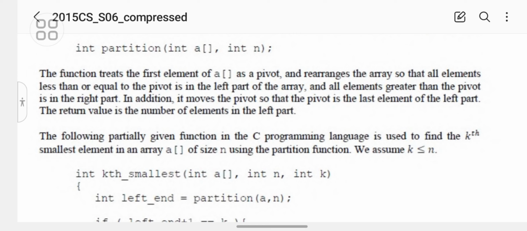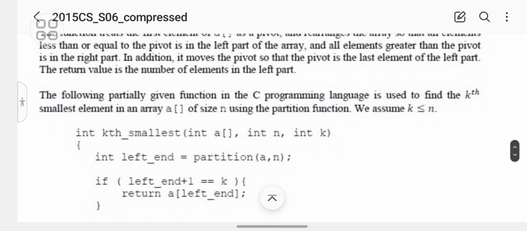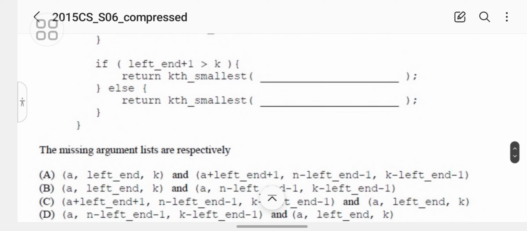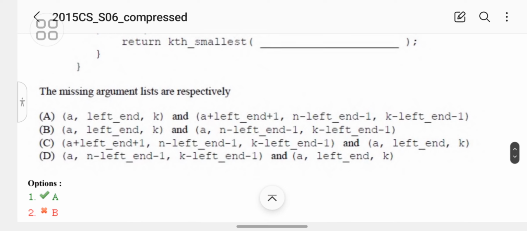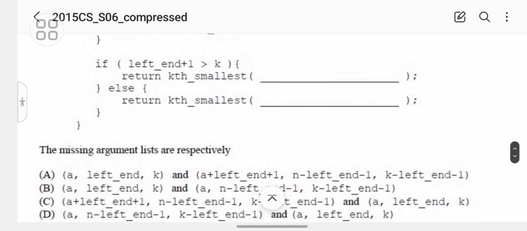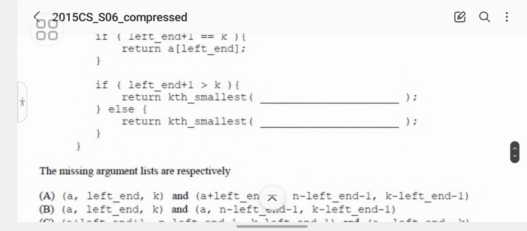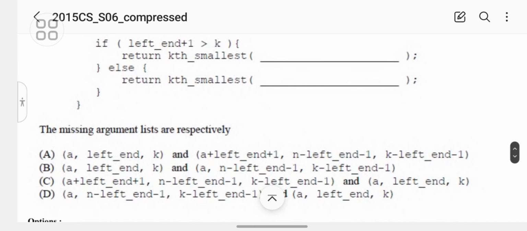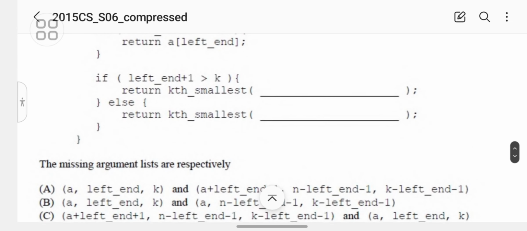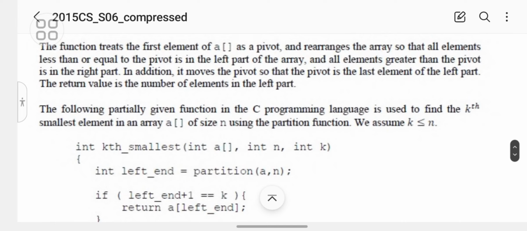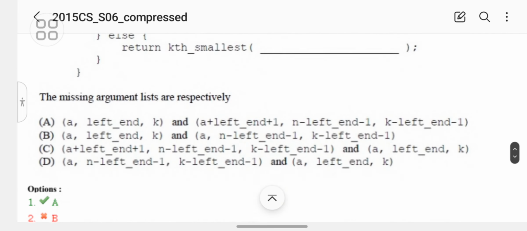So the following partially given function in the C programming language is used to find the kth smallest element in an array of size n using the partition function. We assume k is less than or equal to n. Now if we go through this, it is asking that here we have to fill this. So the missing argument list are respectively, so it is showing the answer as A, where a, left_end, k and a plus left_end plus 1, and n minus left_end minus 1, k minus left_end minus 1. So these will be sent to this kth smallest.